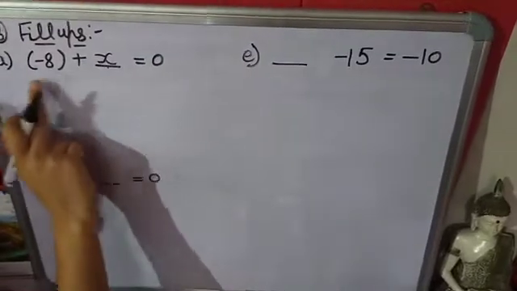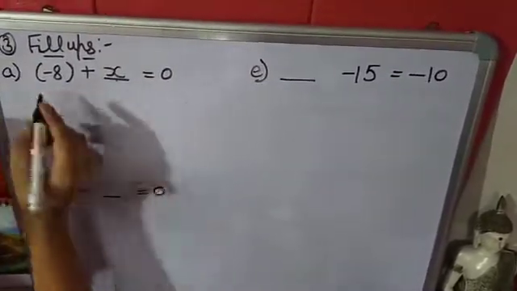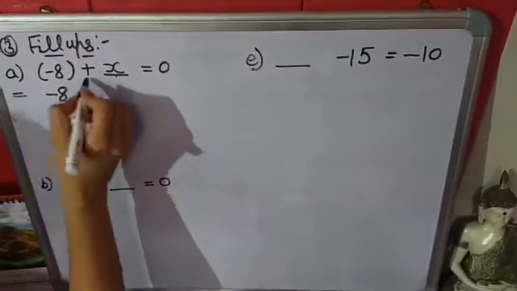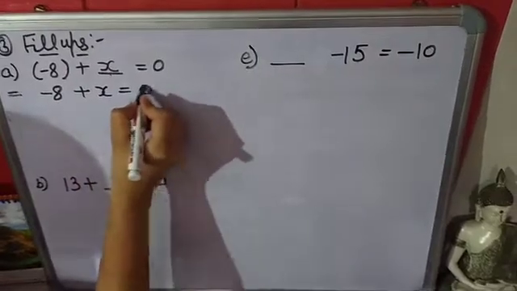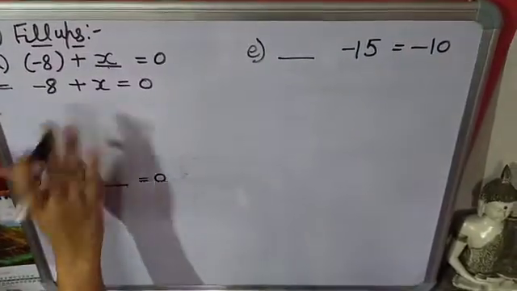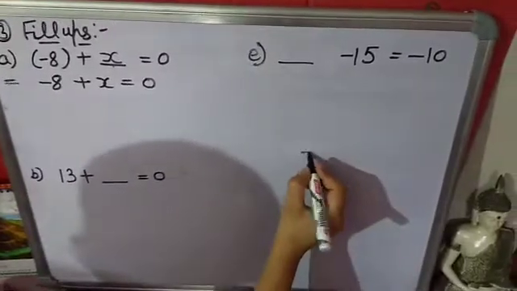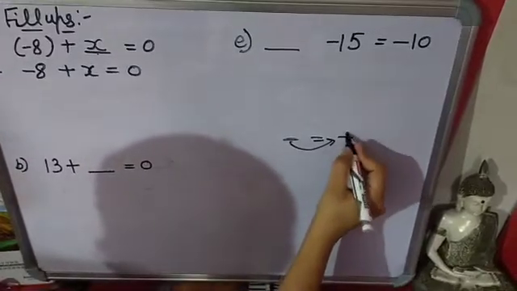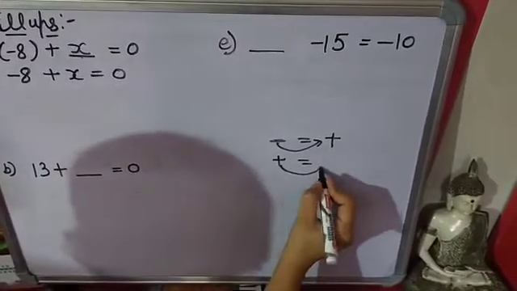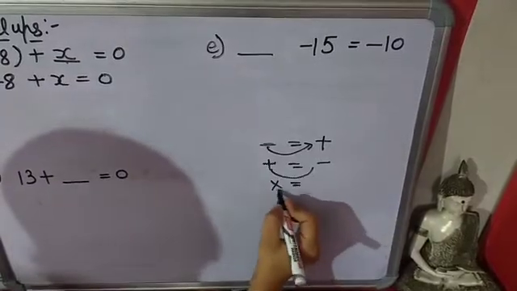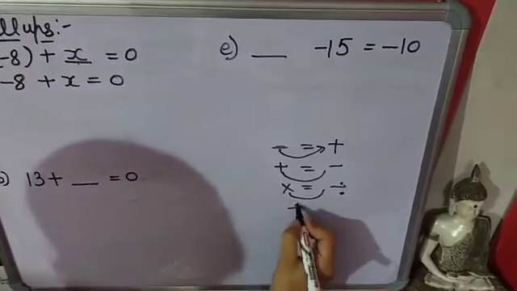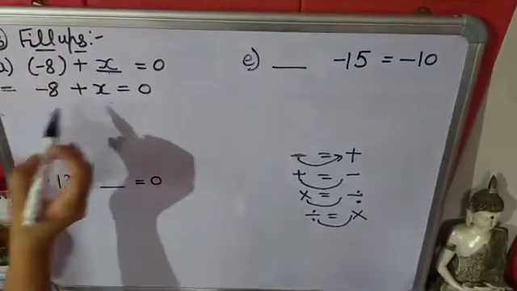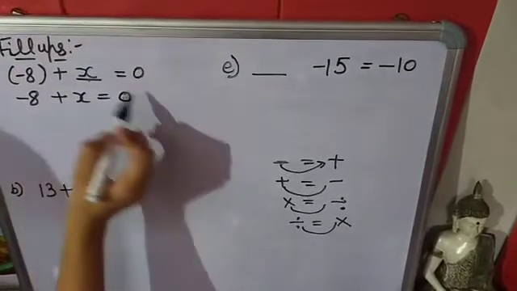So what we will do, we will solve this. Open the bracket, minus 8 plus x is equal to 0. Now remember one thing, if minus number will go to that side of equal, then it will be plus. If plus number will go there, it will be minus. If multiply number will go there, it will be divide, and if divide number will go to that side, then it will be multiply.